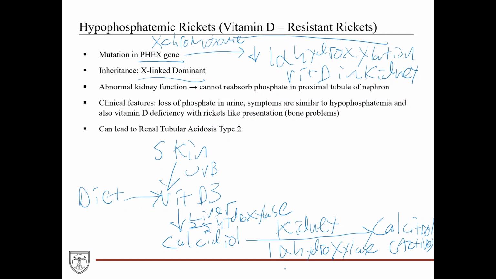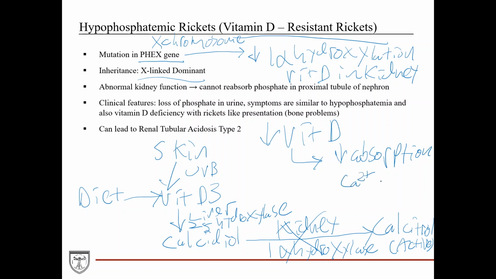Now, in this disease, if you don't have this last step here, you're still getting all the precursors. You just don't have this last step, and so you don't have the active form. So overall, the end result is decreased vitamin D. And with decreased vitamin D, you're going to have decreased absorption of calcium and phosphate, both in the kidney and the GI tract. And that can result in significant problems.